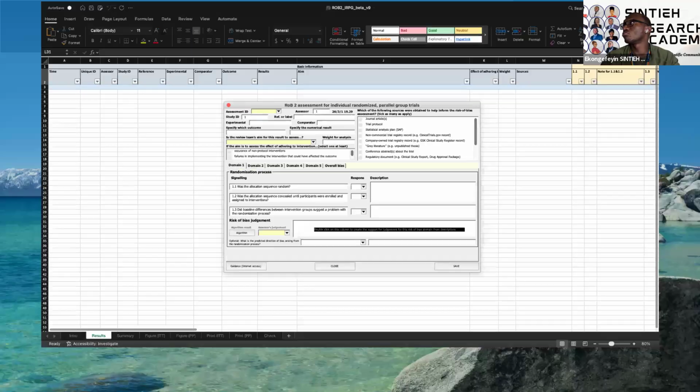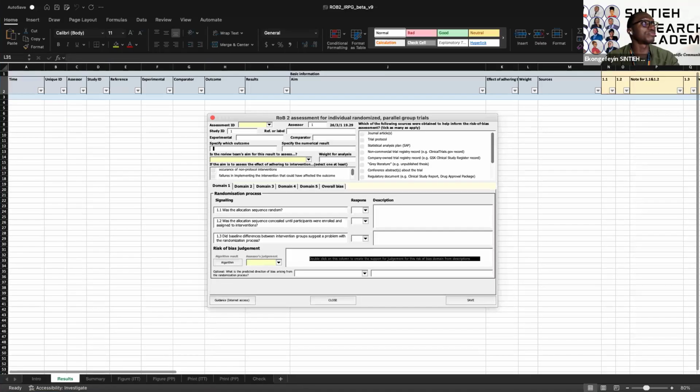So that's the RoB form. I just wanted you to see it, but this is the platform. This is how you fill it. You see that this is way easier than using the Word document. This is domain one, which is randomization. The first question is, was the allocation sequence random? So did they randomize randomly or did they do it by a particular order?